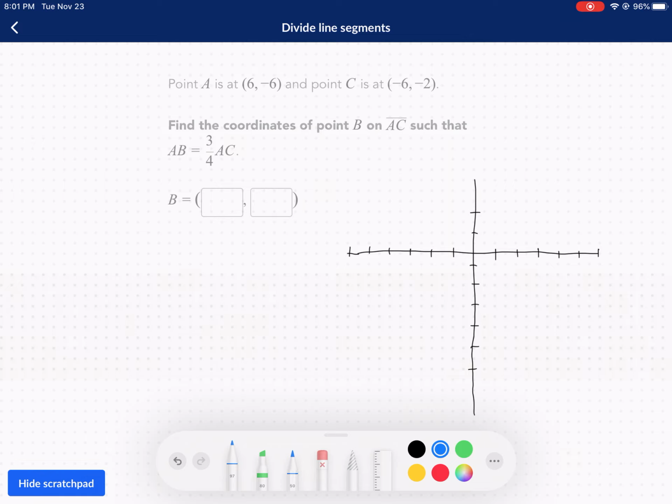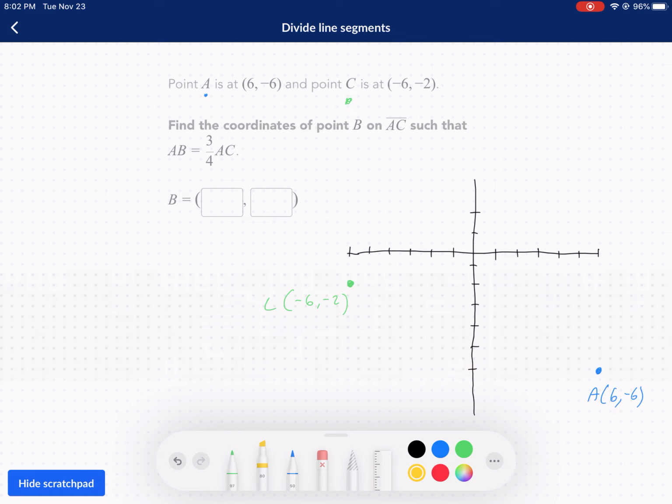So I'm going to start by graphing A. I'll make that blue. I'm going to go 6 and down 6. 6, -6, that's right here. That's A, and I'll label it so we remember. And then I'll make C in green, and that's at -6, -2. So that's here, and I'll label it: C equals -6, -2.